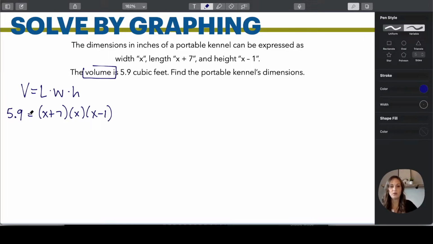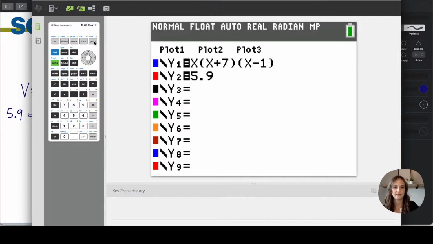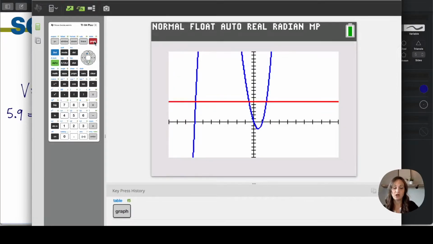So if you were to pull up your graphing calculator, and type the dimensions of the volume into y of 1, and then type in what the volume needed to equal into y of 2 and hit graph, then this is what it would show. Everywhere the blue graph, which is the dimensions of the volume, crosses the red line, that is a possible x value that makes the volume 5.9.